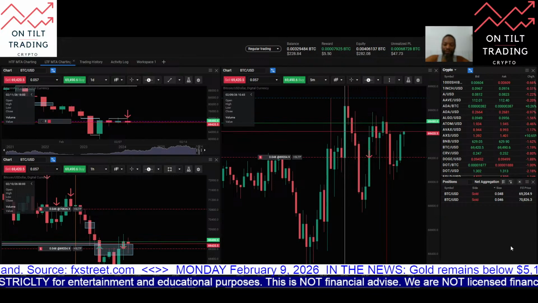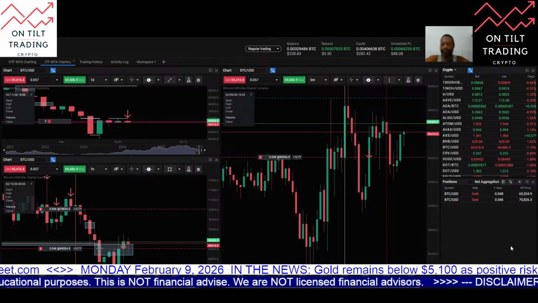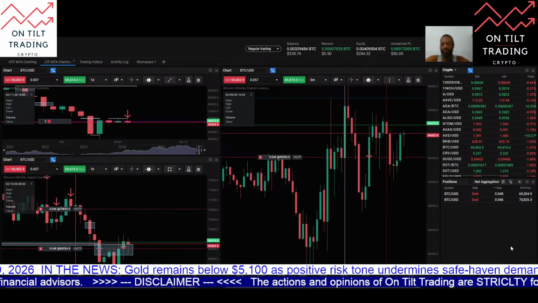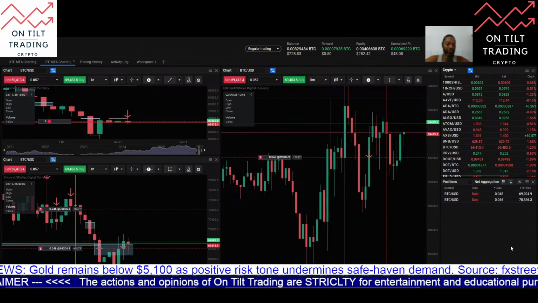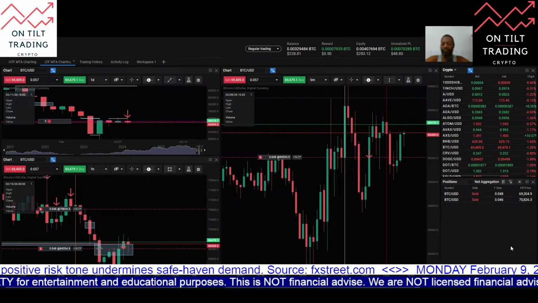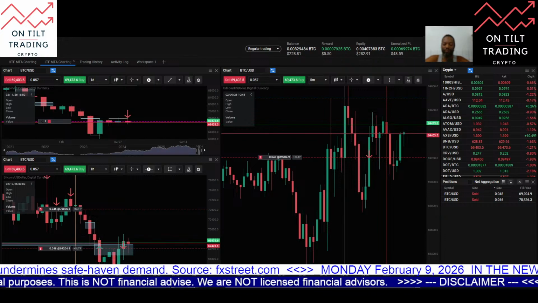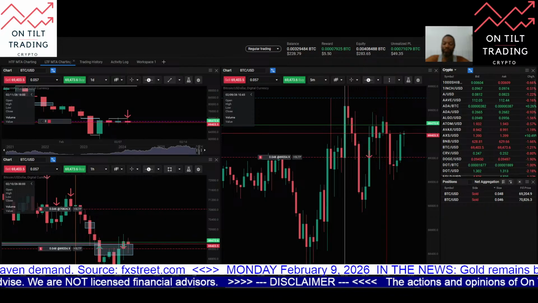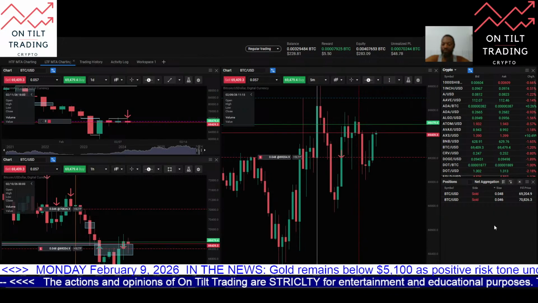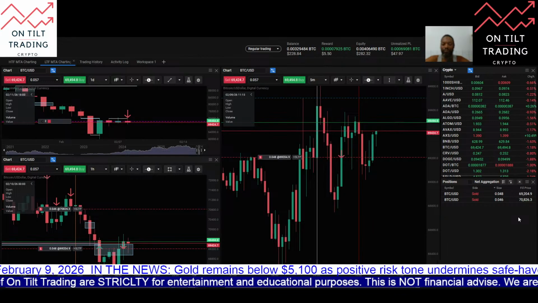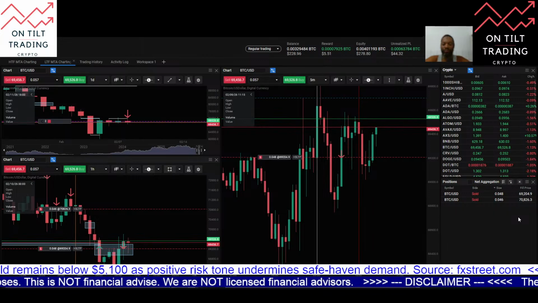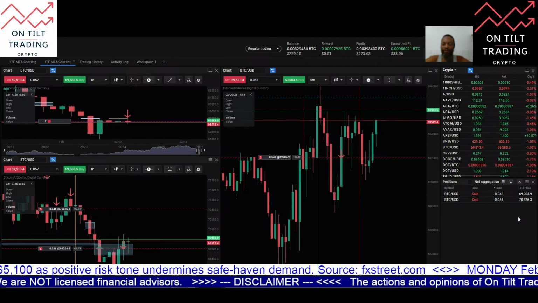Price trading at the 69,420 level, so still showing buy side delivery here. Seeing further buy side delivery here, 69,500.